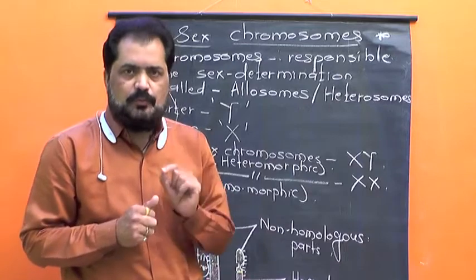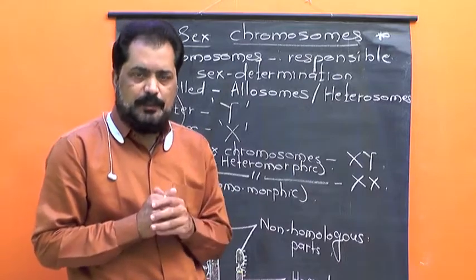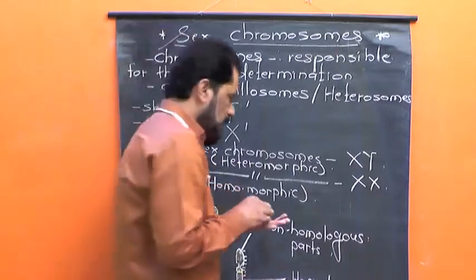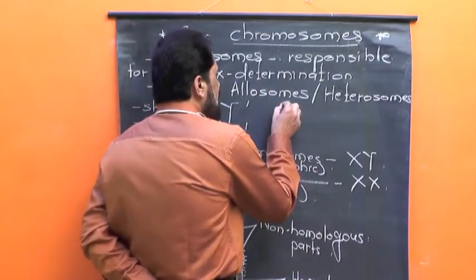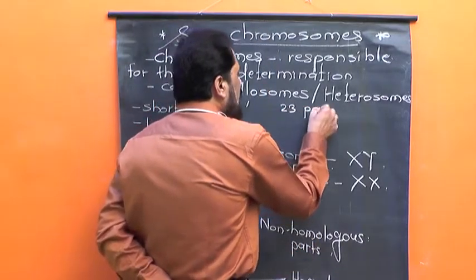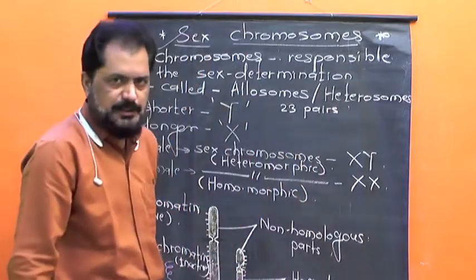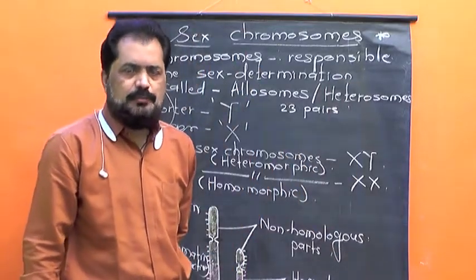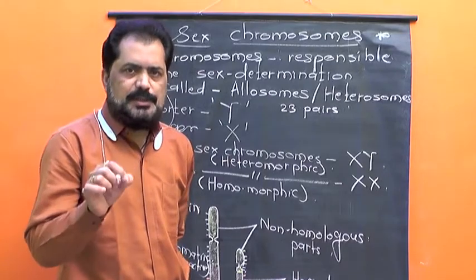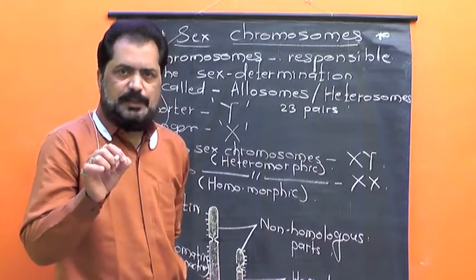Let me explain by giving the example of a human being. All of you know that in human beings there are 23 pairs of chromosomes in our body cells, isn't it? 23 pairs of chromosomes in each and every somatic cell.